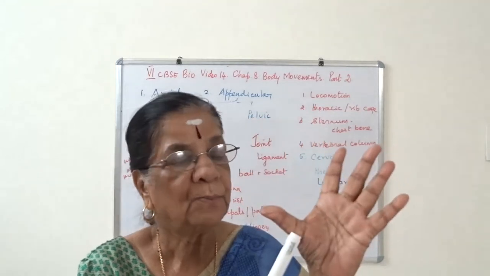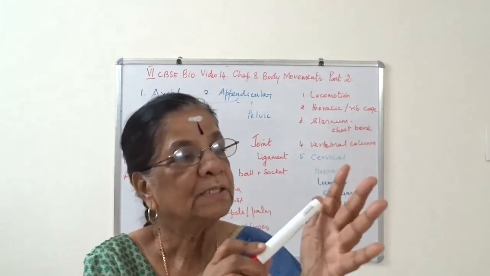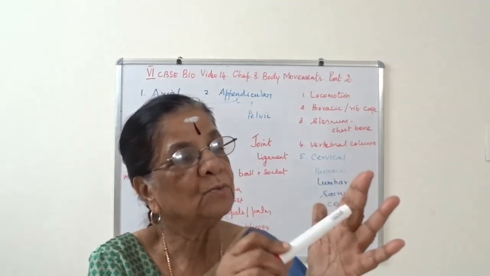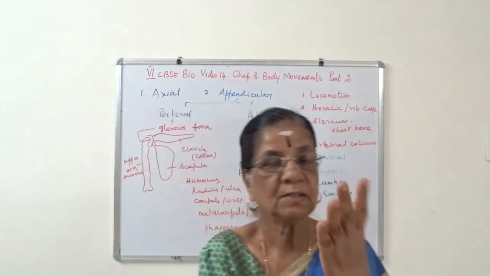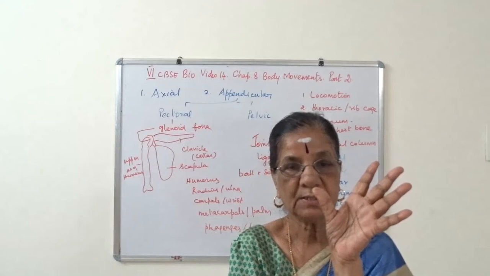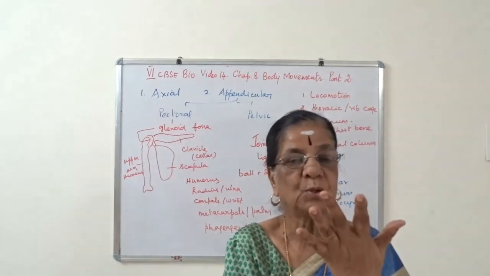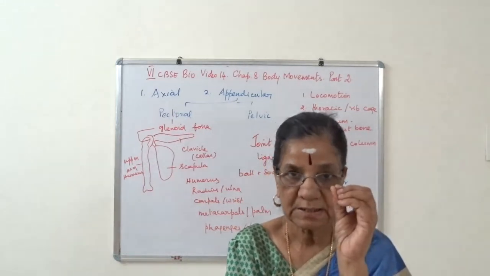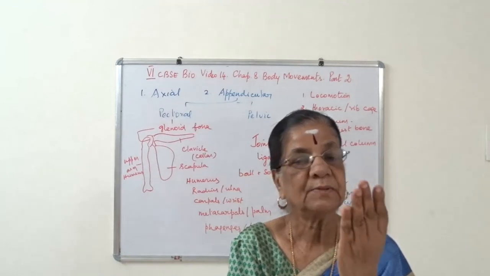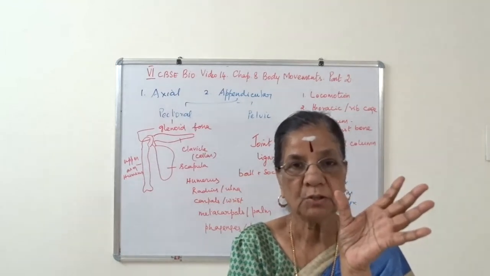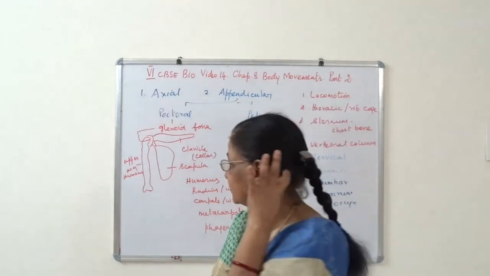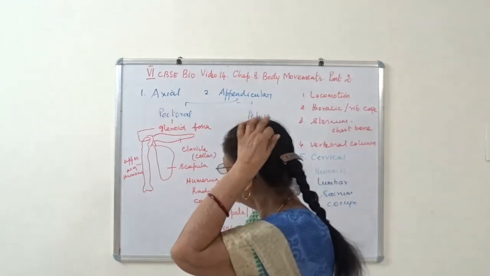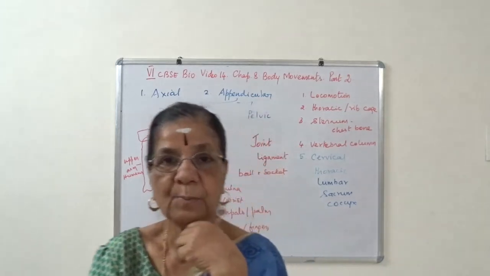Each finger has 3 bones, thumb 2. Middle 3, 1, 2, 3 bones. So 4 threes are 12, plus the thumb's 2 makes 14. I hope you follow. So each finger has 3 bones and the thumb has 2 bones. I hope you understand. So this is called the pectoral girdle and the bones of the upper arm.